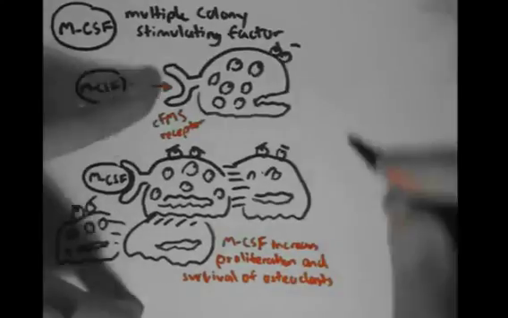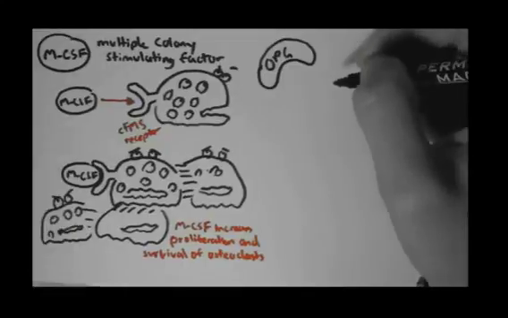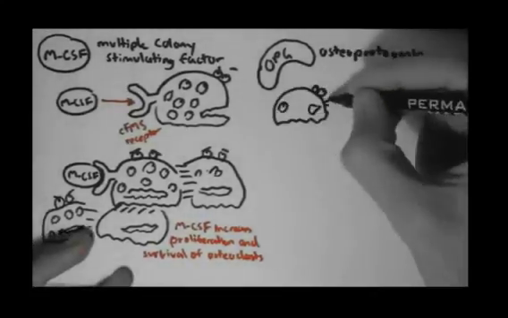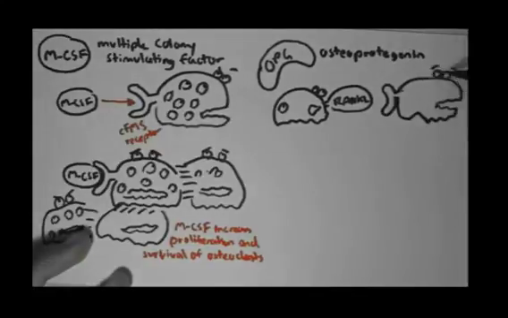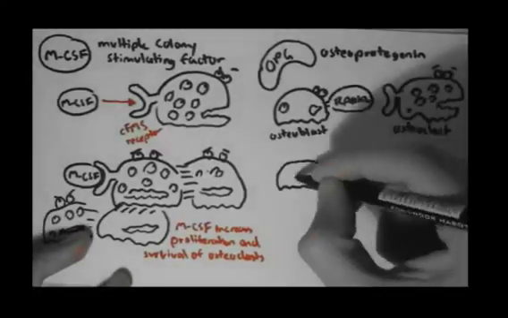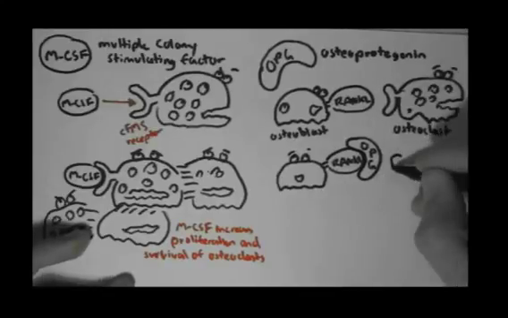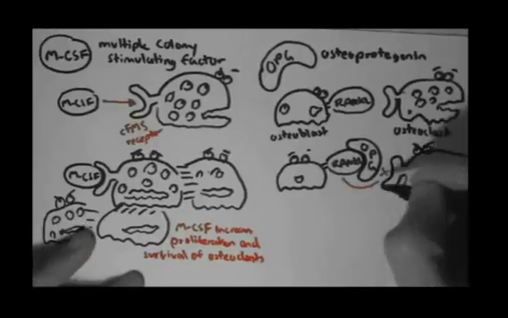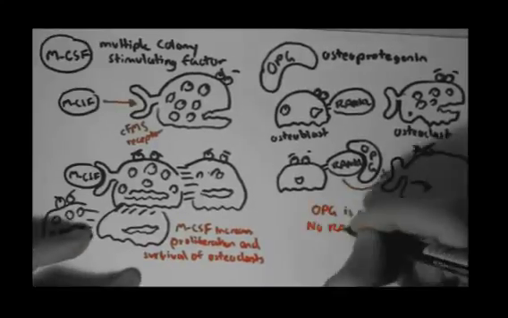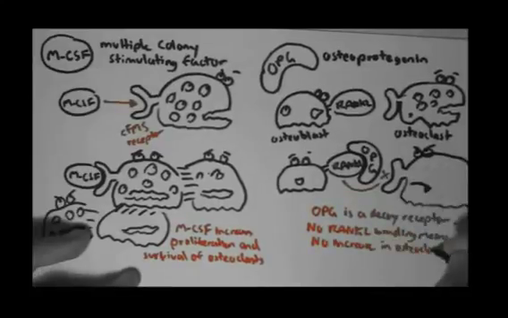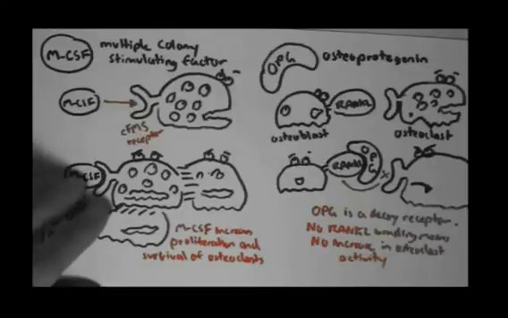This last one is OPG, and OPG stands for osteoprotegerin. And so we learned that normally osteoblasts have RANK ligands which act on osteoclasts, increasing osteoclastic activity. Now, what OPG does is prevent RANK ligand from binding to RANK receptors on osteoclasts. Therefore, OPG acts as a decoy receptor. No RANK binding to osteoclasts means no increase in osteoclastic activity.